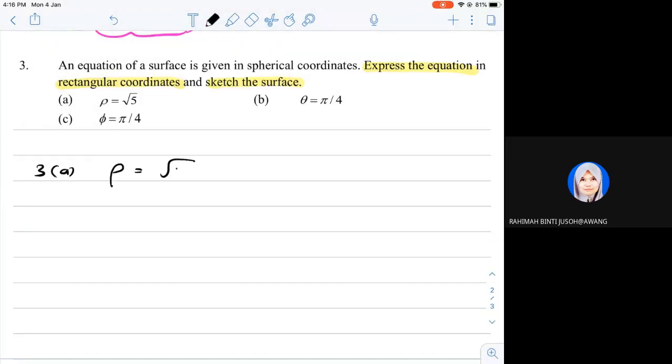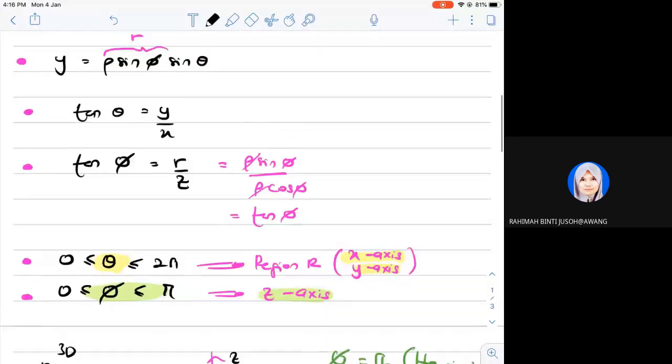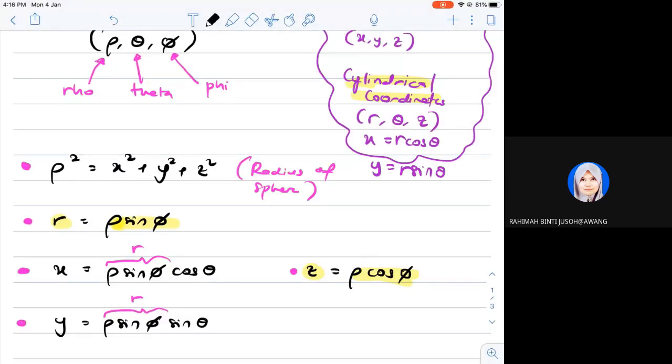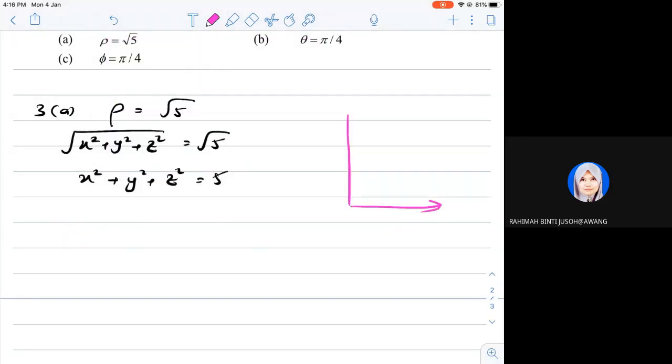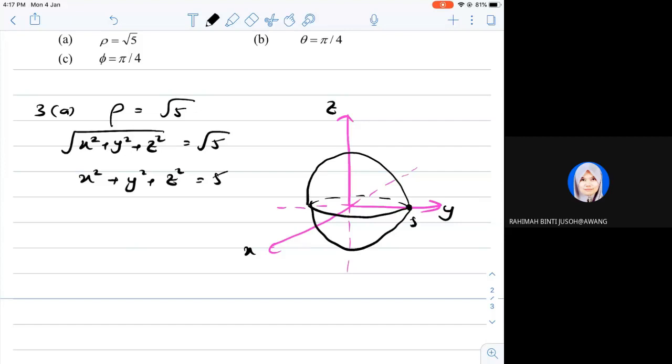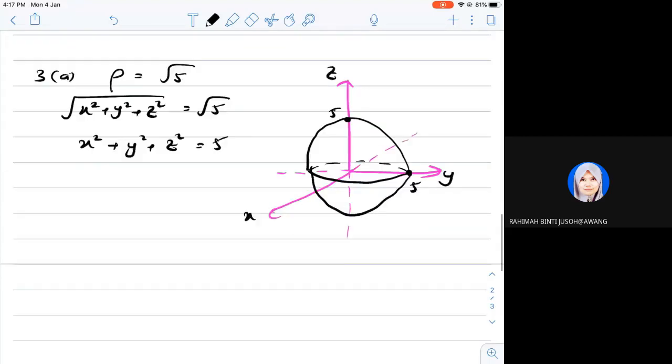We have rho equals to square root of 5. So let us change the formula of rho into the rectangular equation. Of course, rho is square root of x squared plus y squared plus z squared equals to square root of 5. Therefore, we have x squared plus y squared plus z squared equals to 5. So this is a sphere with radius square root of 5. So let us sketch it. We have x, y, and z. So settle. That's question number 3a.